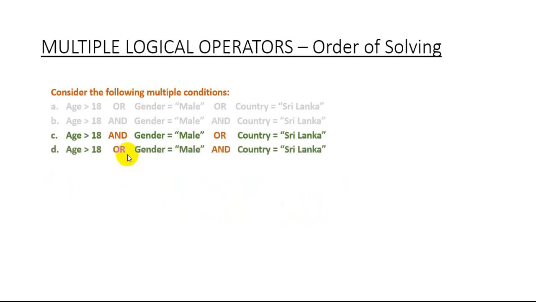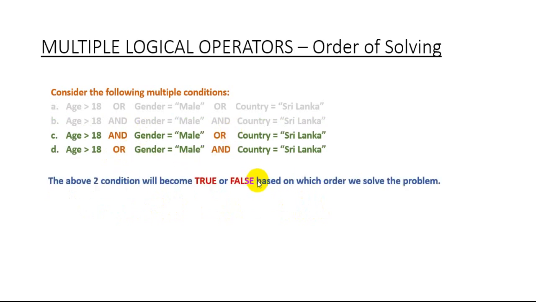Now we will see the combination of AND and OR used in different ways. To see these things, this will work out to true or false based on whether you work out the AND first or the OR first. In the previous two examples we had only OR, so we worked out the OR, and we had only AND, so we worked out the AND, so there was no problem. Now in these two cases you have a mixture of AND and OR.